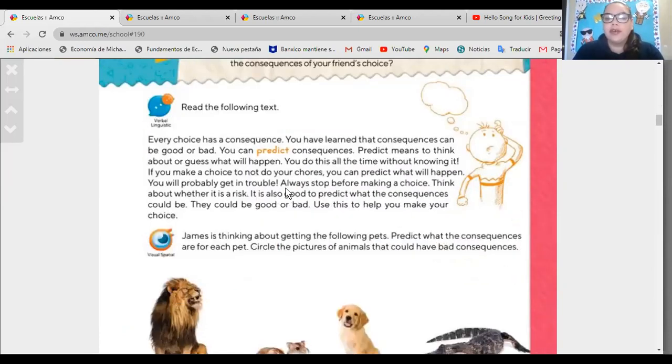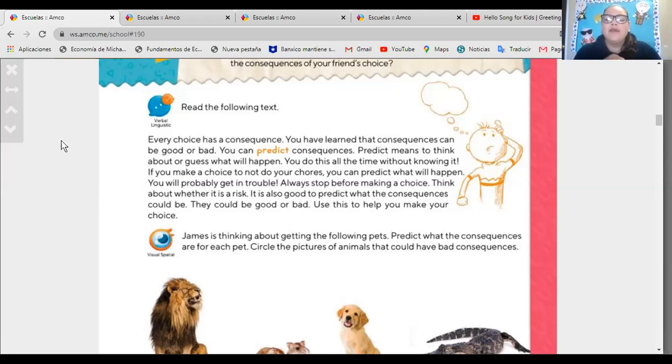Please pay a lot of your attention and follow with your eyes the reading. Every choice has a consequence. You have learned that consequences can be good or bad. You can predict consequences. Predict means to think about or guess what will happen. You do this all the time without knowing it. If you make a choice to not do your chores, you can predict what will happen. You will probably get in trouble.